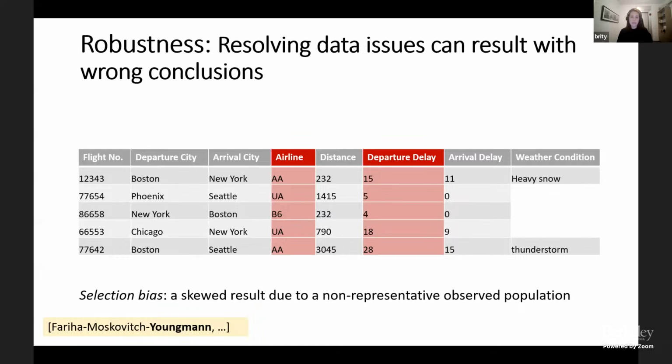So assume that for this data set, now I have the weather condition column, but I only observe the weather condition for American Airlines for heavy snow and thunderstorm. And I don't have the weather condition for any other flight.